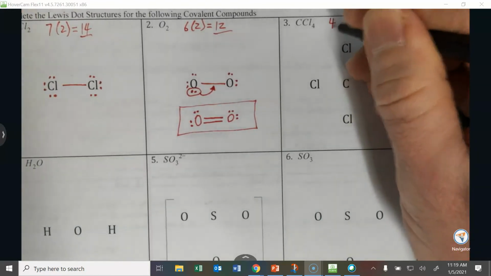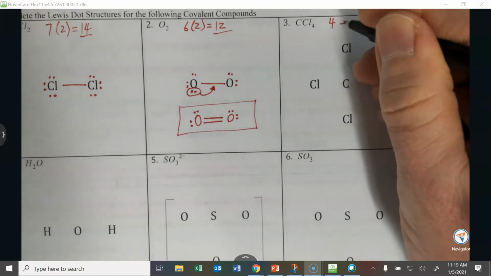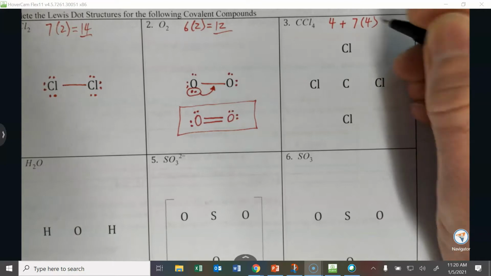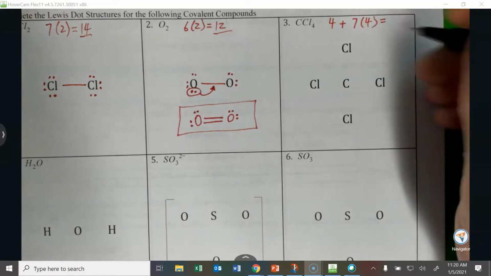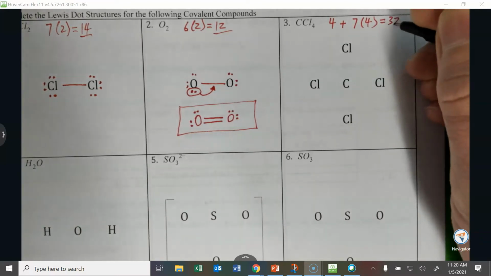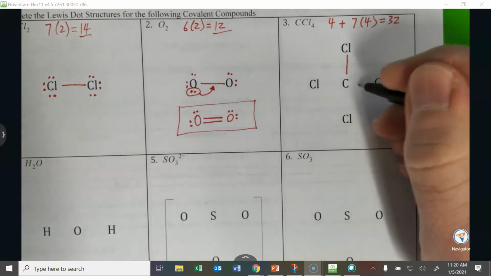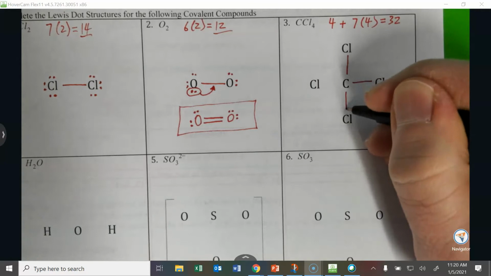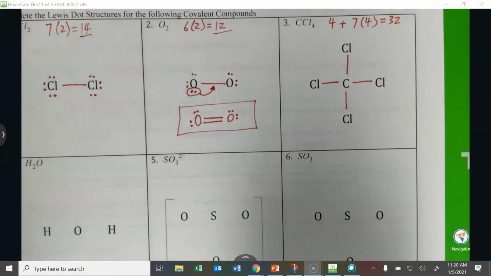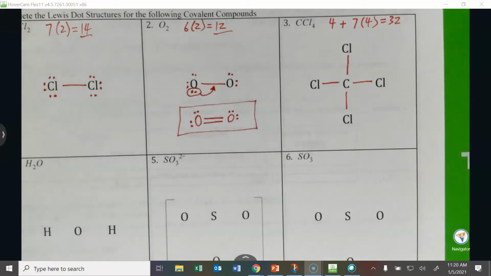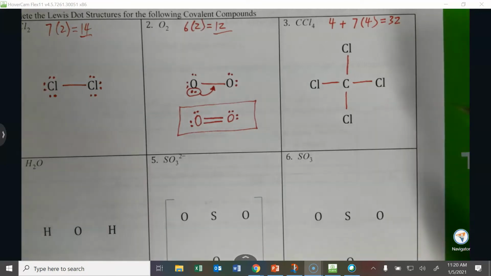CCl4, we have 4 valence electrons for carbon, plus chlorine has 7 times 4, so that would be 28 plus 4 gives us 32. Okay, to complete the skeleton, carbon is in the middle. We're connecting each of the chlorines to the carbon with 2 electrons. So that's 2, 4, 6, 8 that have been used. Let's put the rest on the outsiders until they have an octet.